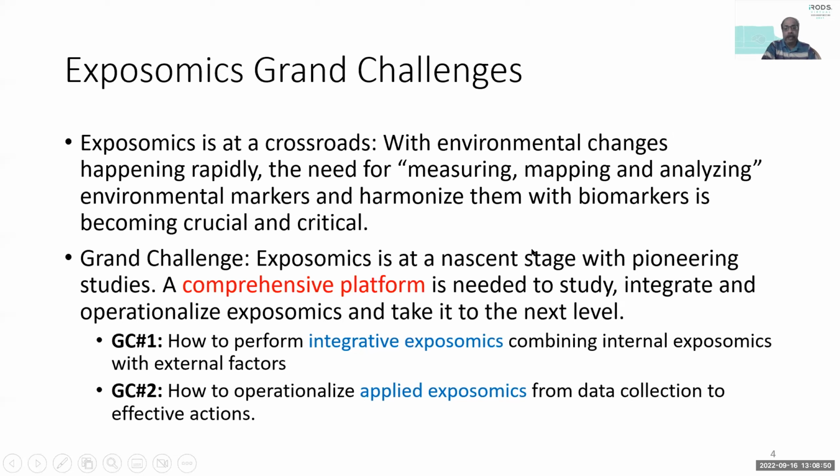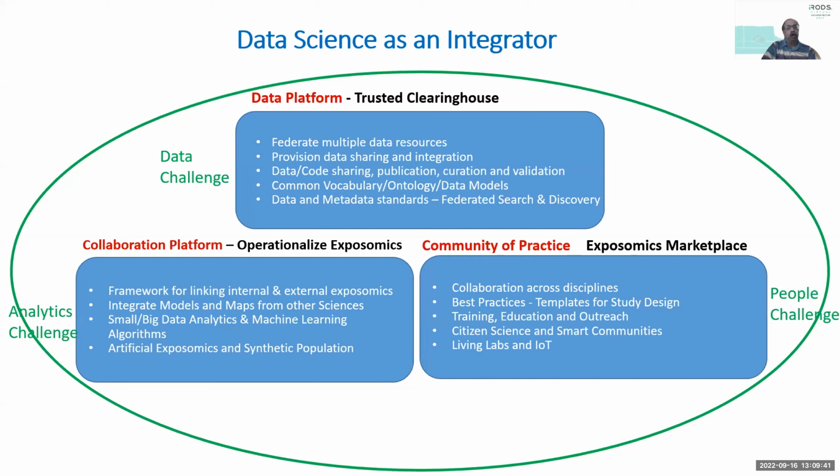The grand challenge in exposomics, as I say, is the need for a comprehensive platform so that we can take the pioneering studies which have already happened and integrate and operationalize them in exposomics in two parts. One is to perform integrative exposomics by combining internal exposomics, external exposomics, along with the other sciences which can add to that. And similarly, we want to operationalize applied exposomics from data collection to effective actions, so that we can see how it can affect not only personalized medicine, but also personalized public medicine. How can the community by itself be changed, be helped, using exposomics as a tool?